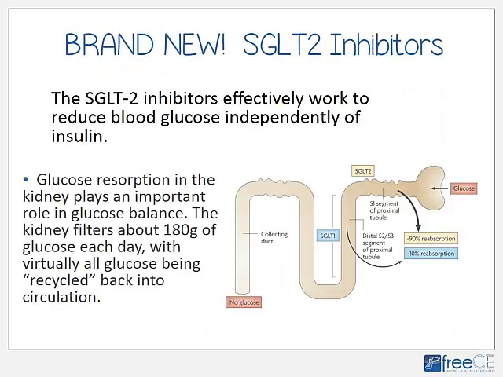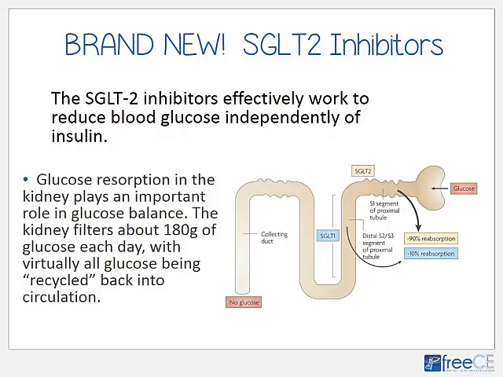And we now have a brand new drug, brand new mechanism of action. They're called the SGLT2 inhibitors, and the SGLT2 inhibitors effectively work to reduce blood glucose independently of insulin. Everything we've talked about up until this point, whether it's metformin, whether it's the sulfonylureas, whether it's the gliptins, whether it's the incretins, all of them you have to have insulin to make it work. This class of drugs works independently of insulin, and how it works is in the kidneys.